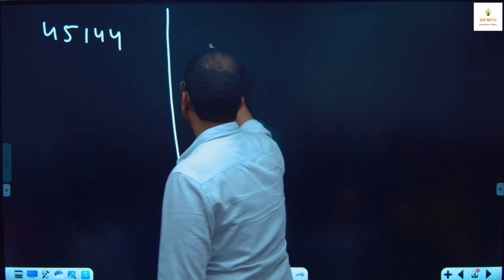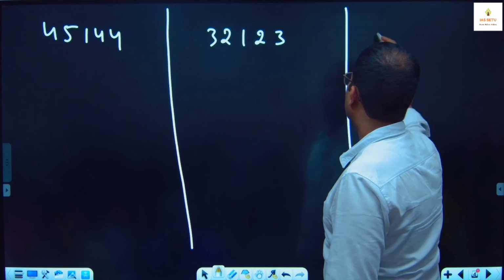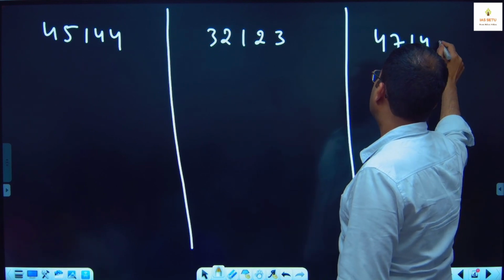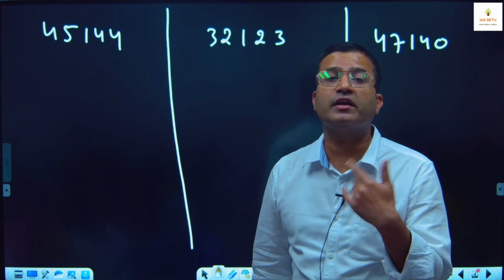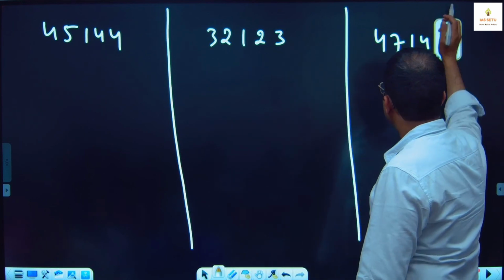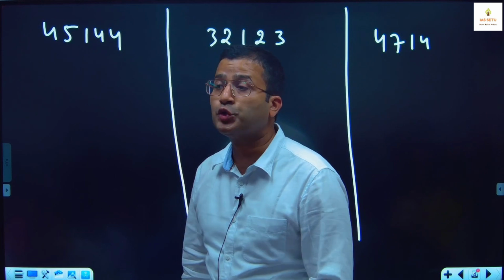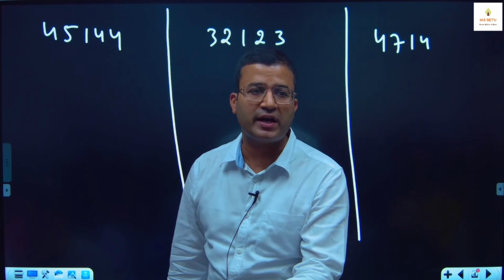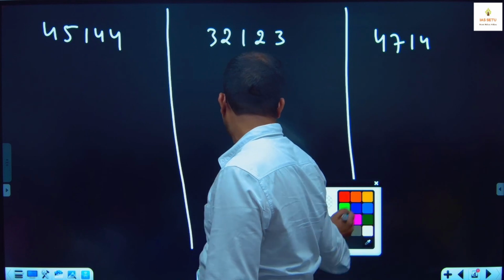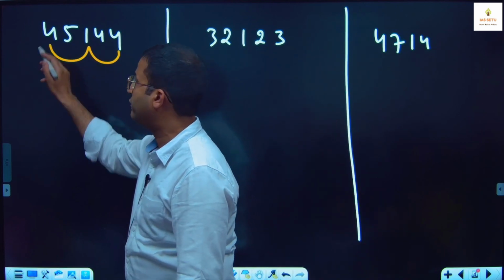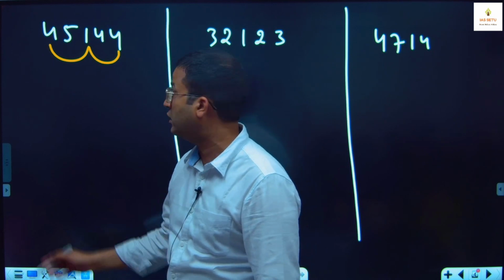45,144, 32,123, 47,140. If there are 5 digits, or I take 4714, it makes no difference. Then students get confused. If there are 5 players in one team, there are 3 players in one team and 2 players in the other team. So what you do, 4, 1 and 4 in one team: first place, third place and the fifth place number in one team.